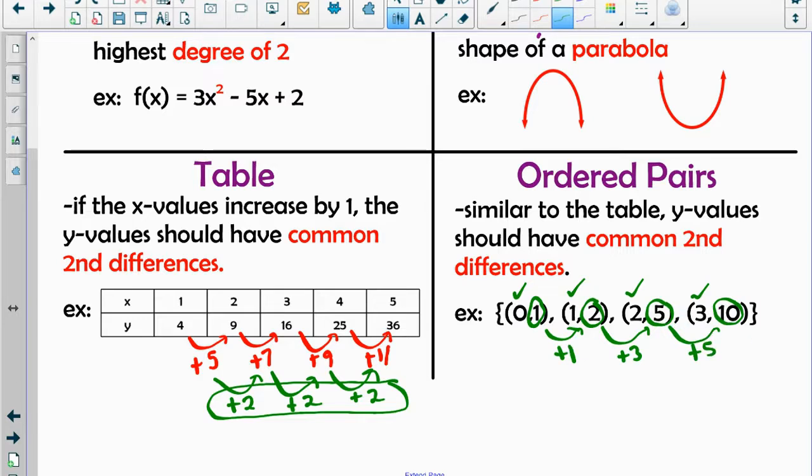So obviously those aren't common. They're not the same. So now we check second differences. To go from 1 to 3, that's an increase of 2, since 1 plus 2 is 3. To go from 3 to 5, it's another increase of 2. So there we have our common second differences that show us that those ordered pairs represent data from quadratic functions.